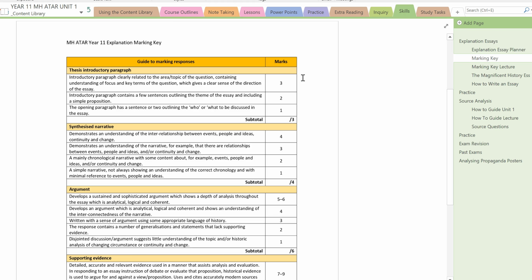So you've just completed your inquiry and now you're looking at planning your explanation essay. This marking key that you use and that will guide how you structure and plan your essay is the one you'll also use next year. So once you get the hang of it, hopefully it will be something that you can pick up very quickly when you're doing these.